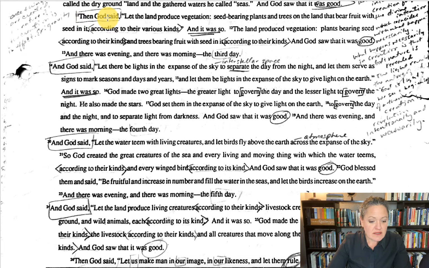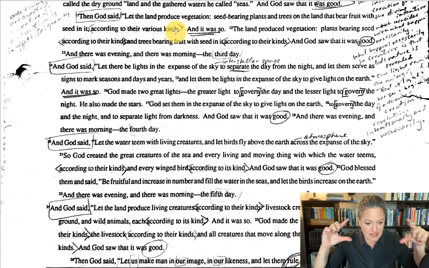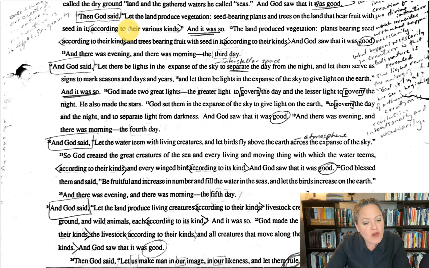Then God said, so now we're on earth, let the land produce vegetation, seed-bearing plants and trees on the land that bear fruit with seed in it, according to their various kinds. So now you see I have these carrots around that because that's something that's repeated many times. According to their various kinds. And it was so. The land produced vegetation, plants bearing seed according to their kinds, and trees bearing fruit with seed in it according to their kinds. And God saw that it was good. And there was evening and there was morning the third day.